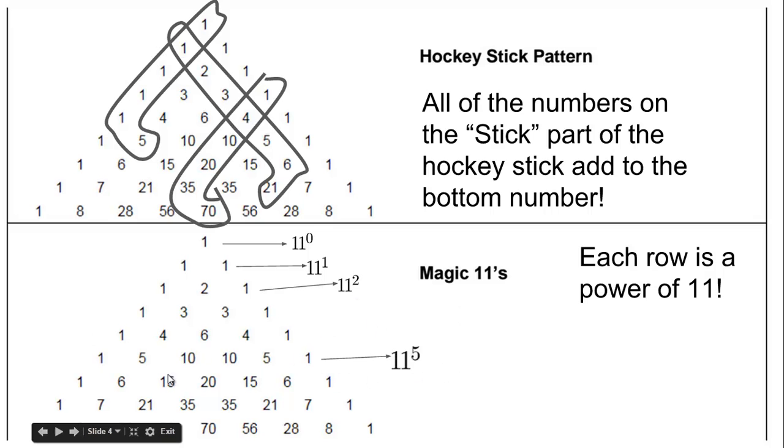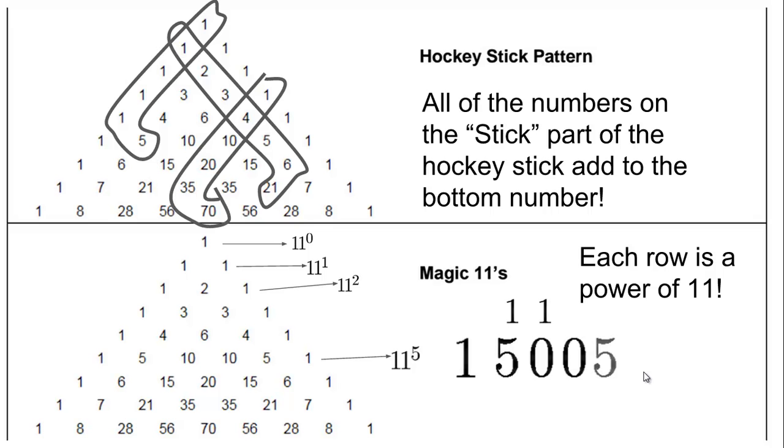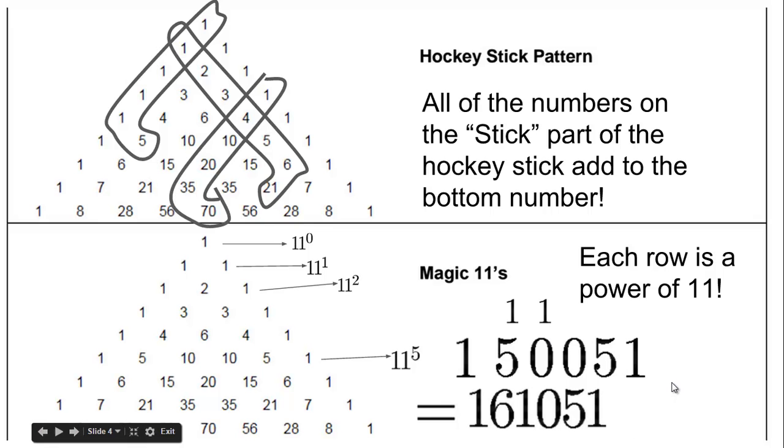But it seems to fall apart when you get to the fifth row, but does it really? Like 1, 5, 10, 10, 5, 1. We can just carry the ones and we get the answer 161,051. That becomes really interesting, although maybe not that useful.